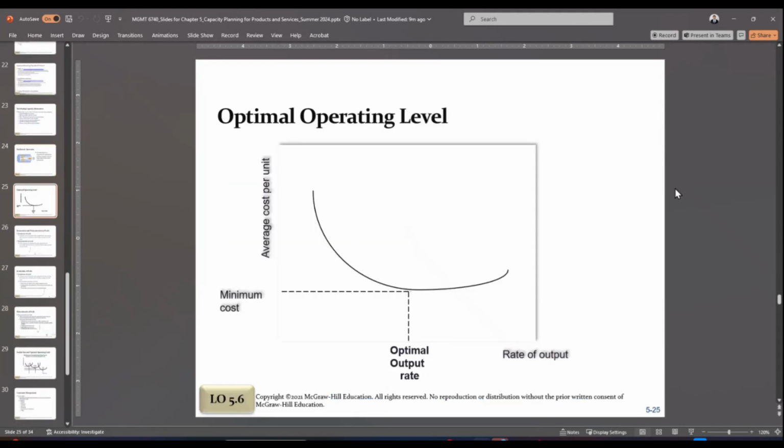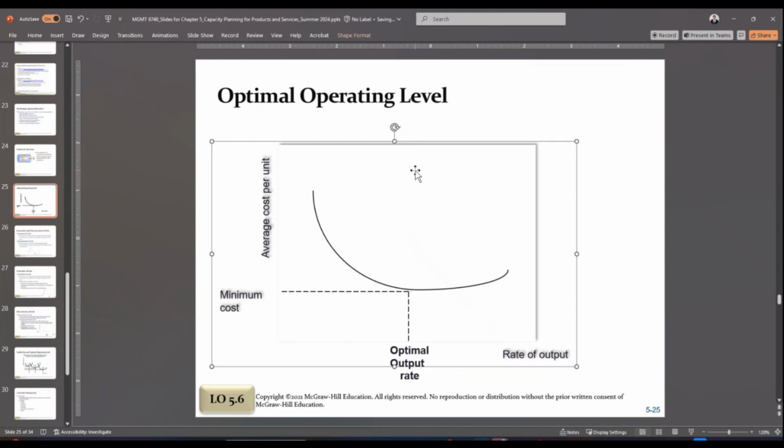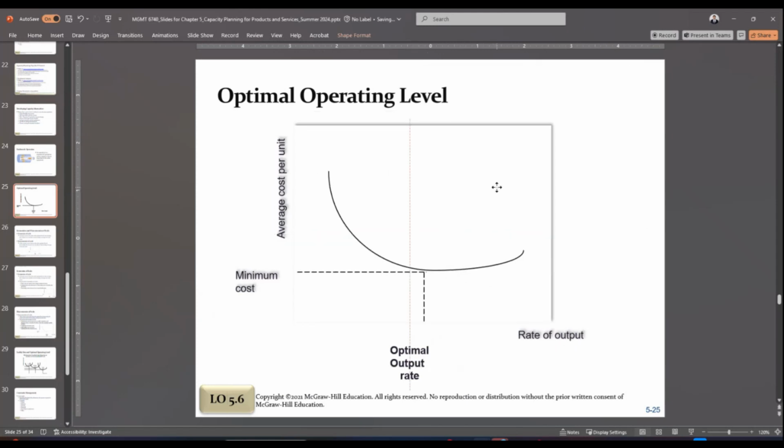A few other important things to keep in mind are the rate of output and the optimal operating levels. On your x-axis you are seeing the quantities you make, and on the y-axis you are seeing the average cost per unit. There are a few accountants in our classes, and they have mentioned the break-even point and so on. This is similar to that, but let's focus on the operating level part of it.